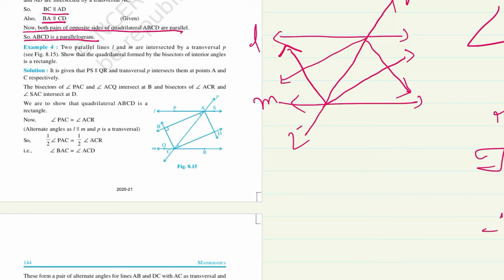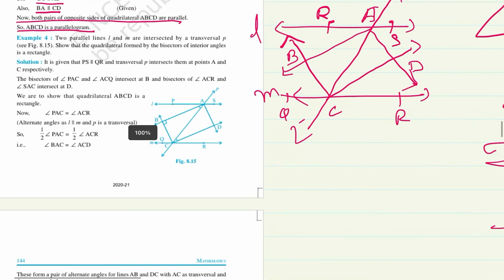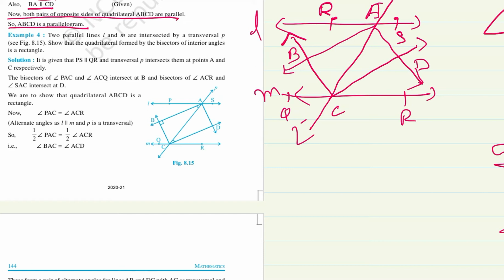So the quadrilateral formed is A, B, C and D, and you have Q, R, P, S, and this is line L, M and P. We have to prove that ABCD is a rectangle. Now it is given that PS is parallel to QR. Therefore, transversal PS intersects at point A and point C.